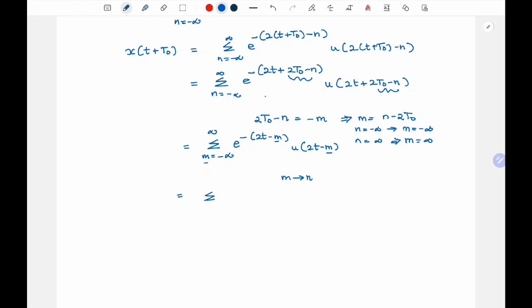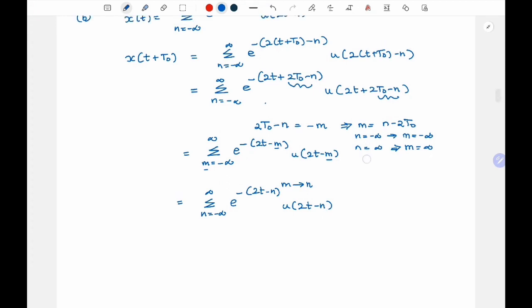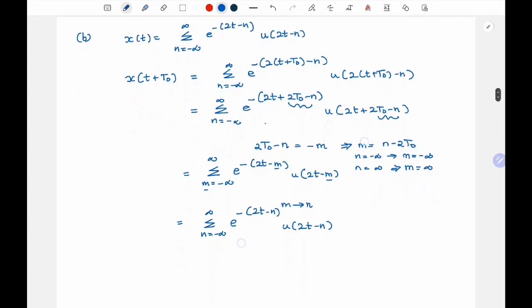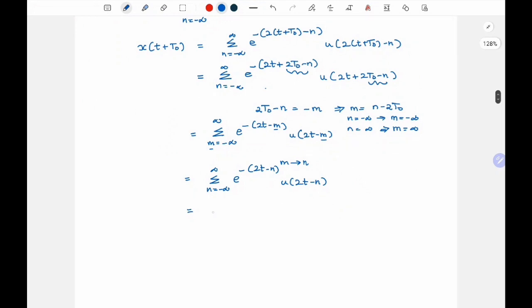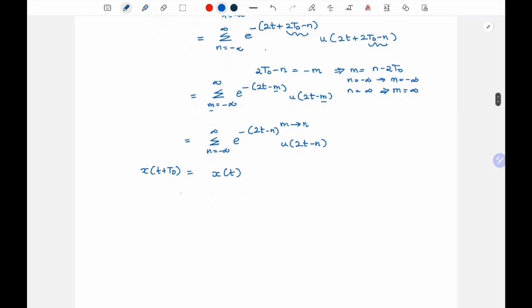Because x of t itself is not depending on m. It is just used as a variable for the summation. So we can change it. Minus 2t minus n u of 2t minus n. But what is this? This is nothing but x of t itself, correct? So this is equal to x of t. So x of t plus t naught is equal to x of t. So x of t is periodic.